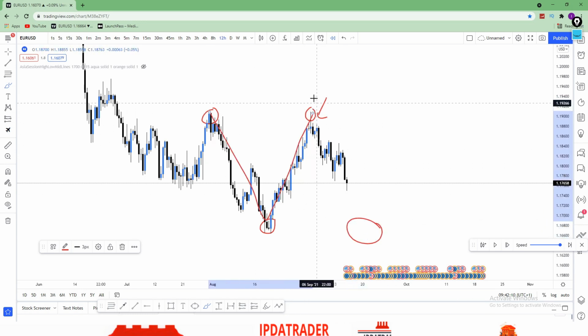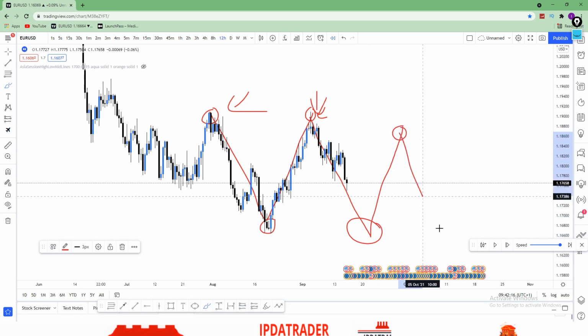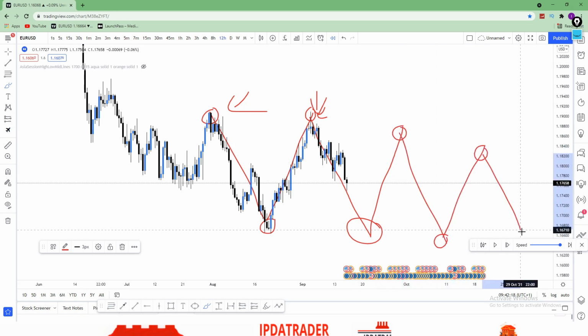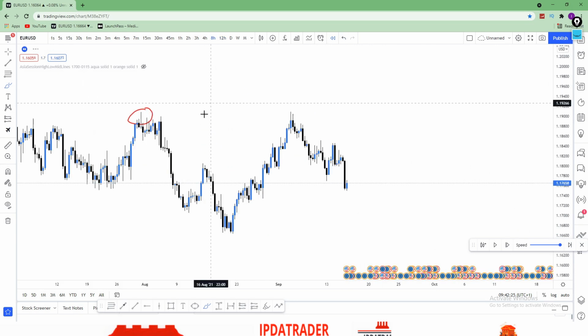If this high over here was to be lower than this one, I would be absolutely bearish, expecting a leg down into a lower high and sort of continuing this way down, right? But that's not really what happened over here, so we don't want to be rushing into anything. Let's move into the 8 hour.